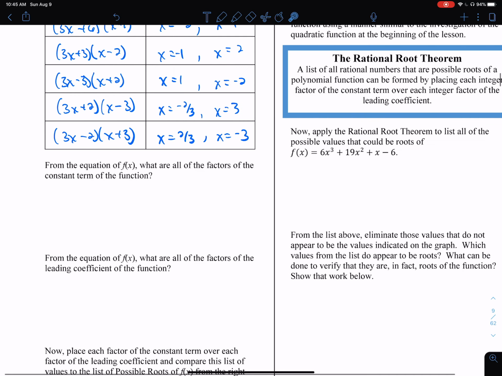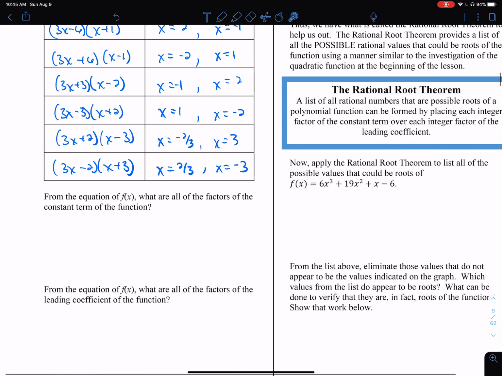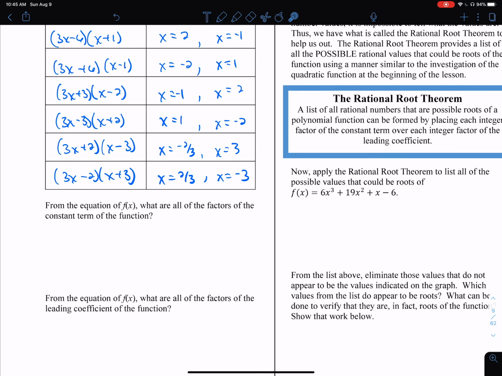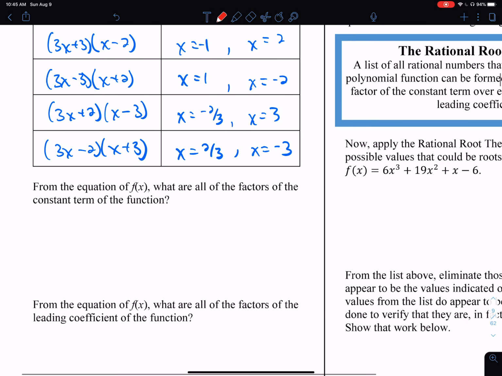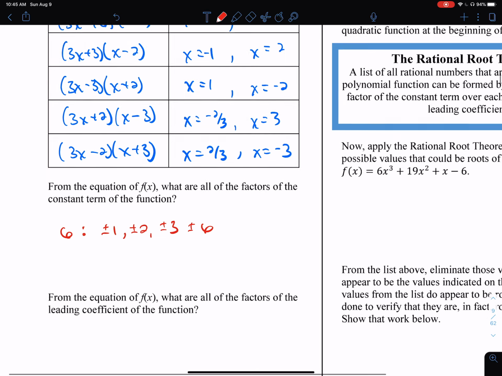From the equation of f of x, what are all the factors of the constant term? Well, the constant term was 6. So what are factors of 6? Plus or minus 1 goes with plus or minus 6. 1 times 6 is 6. -1 times -6 is +6. Plus or minus 2. Plus or minus 3. 2 times 3 is 6. -2 times -3 is 6. Those are all the factors of the constant term.